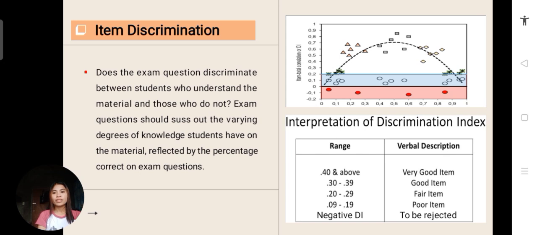0.40 and higher is a very good discrimination, and 0.30 to 0.39 is a reasonably good discrimination but possibly subject to improvement. 0.20 to 0.29 is a marginal or unacceptable discrimination which is subject to improvement, and 0.00 to 0.19 is poor discrimination. This is to be rejected or improved by revision. So this is a negative discrimination index to be rejected.